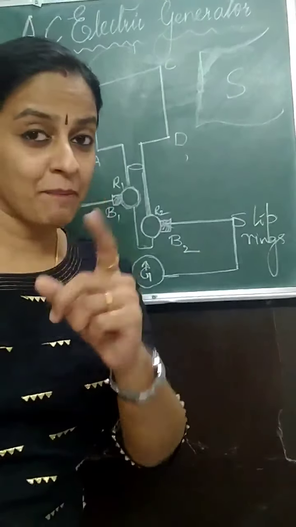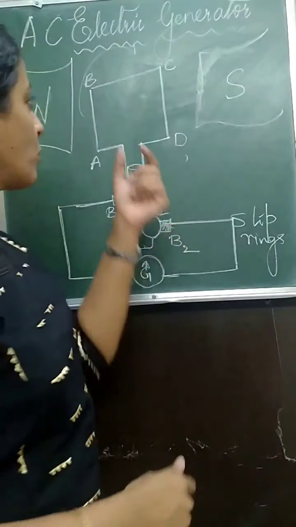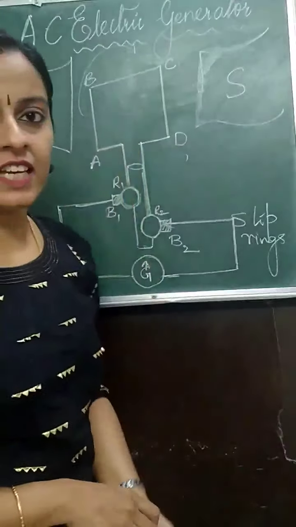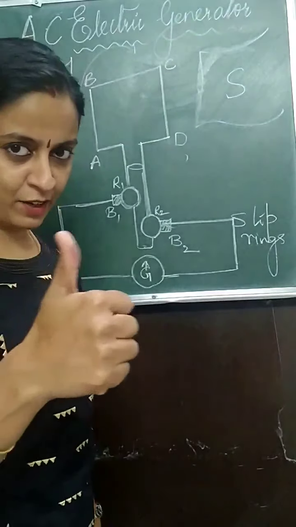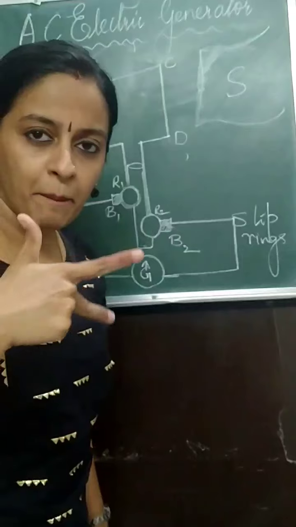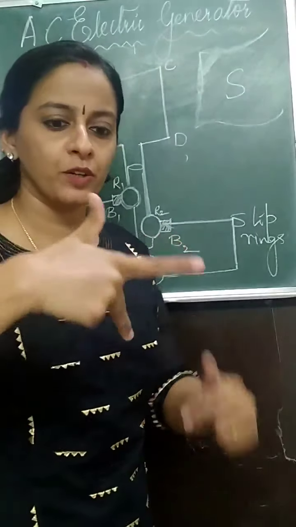So let us apply Fleming's right hand rule on this armature coil arms AB and CD. According to Fleming's right hand rule, we need our thumb, index finger and middle finger mutually perpendicular to each other.